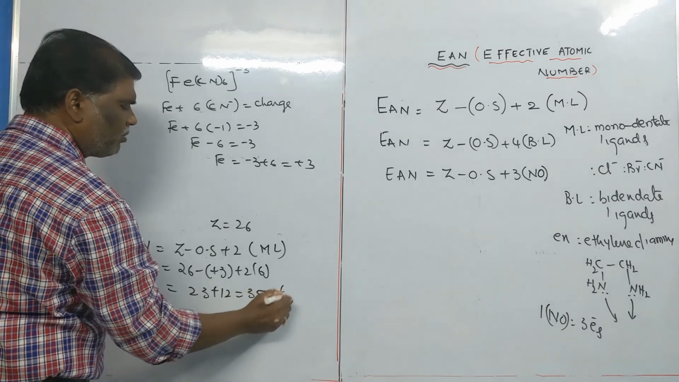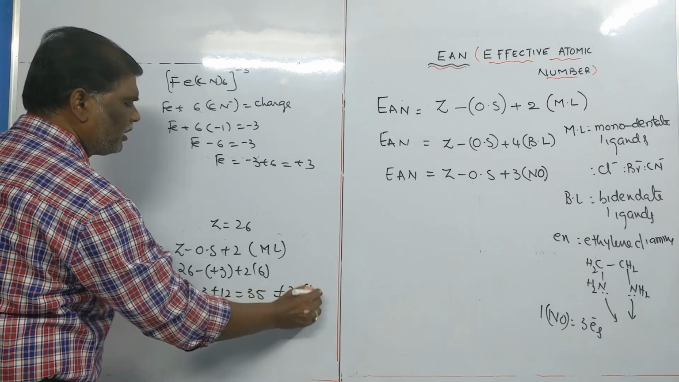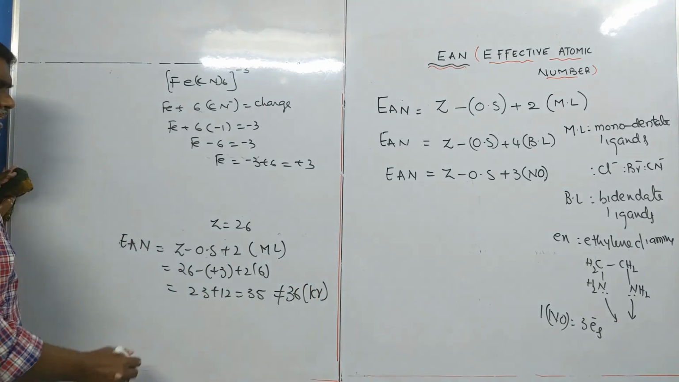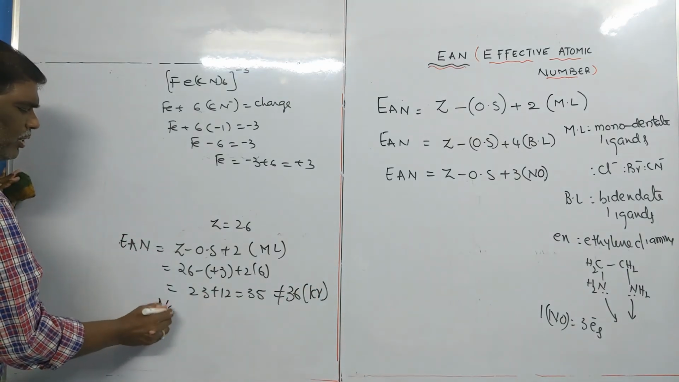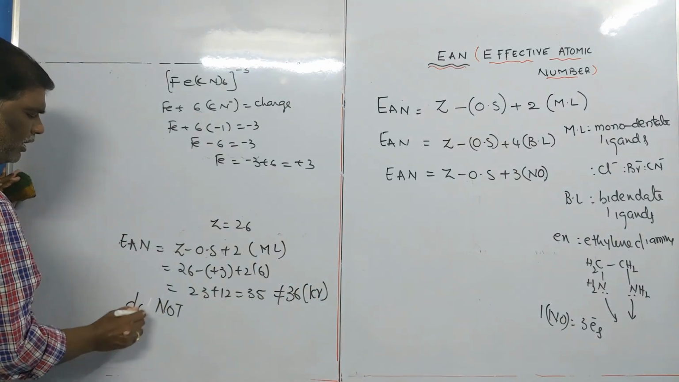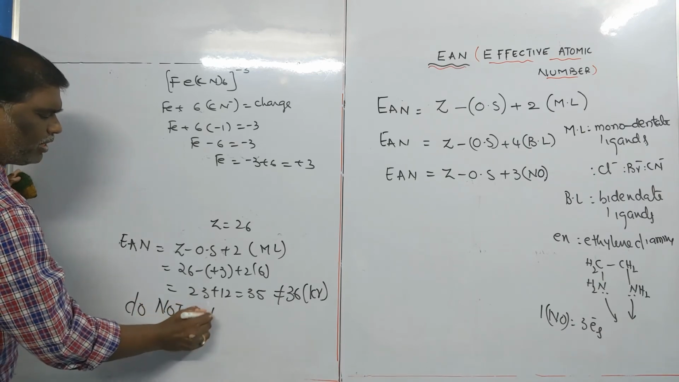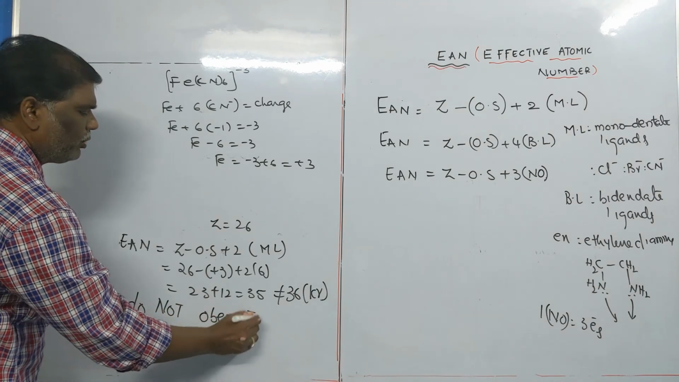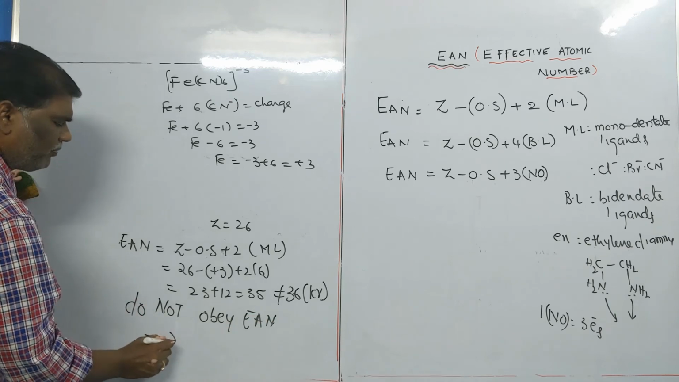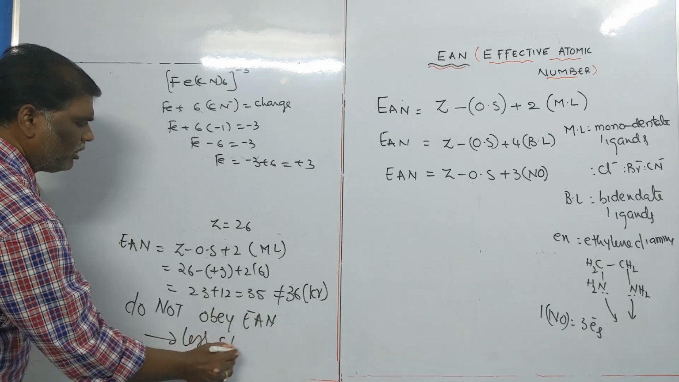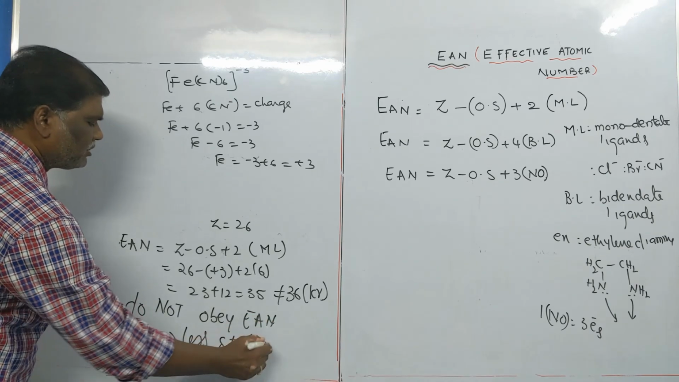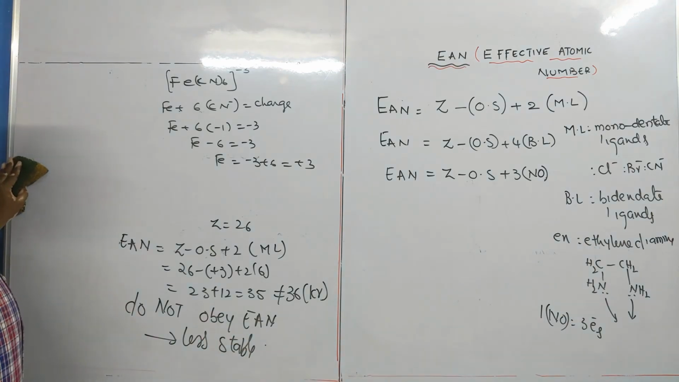35 is not equal to 36 of krypton. The krypton atomic number is 36. So it does not obey the EAN rule. Therefore this is less stable. The compound is less stable. Ferric cyanide is less stable.